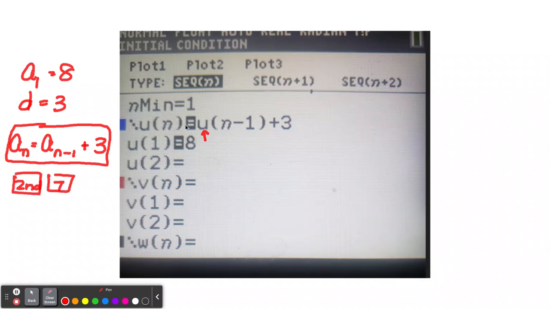So to get this u here, scroll down here, press second 7, and this u will pop up. Try it out. Then do parentheses n minus 1, and then plus 3. We're trying to make this right here. And the reason I put 8 is the first term. So plug that in. Again, second 7 to get u.